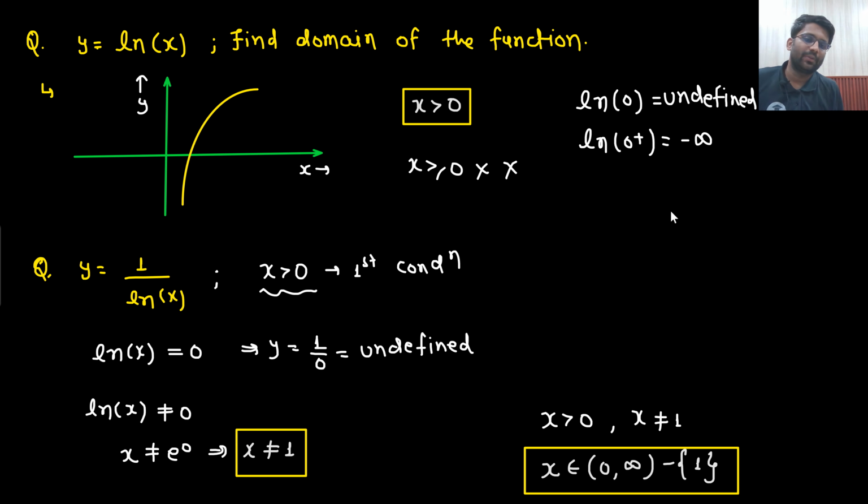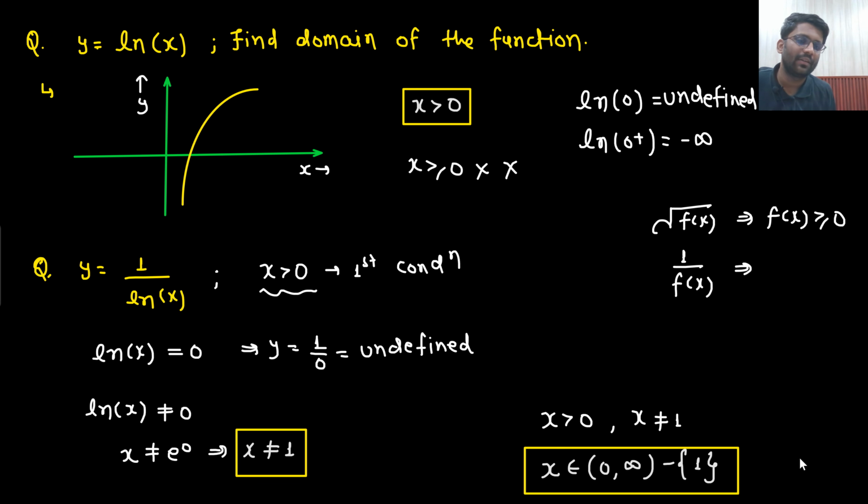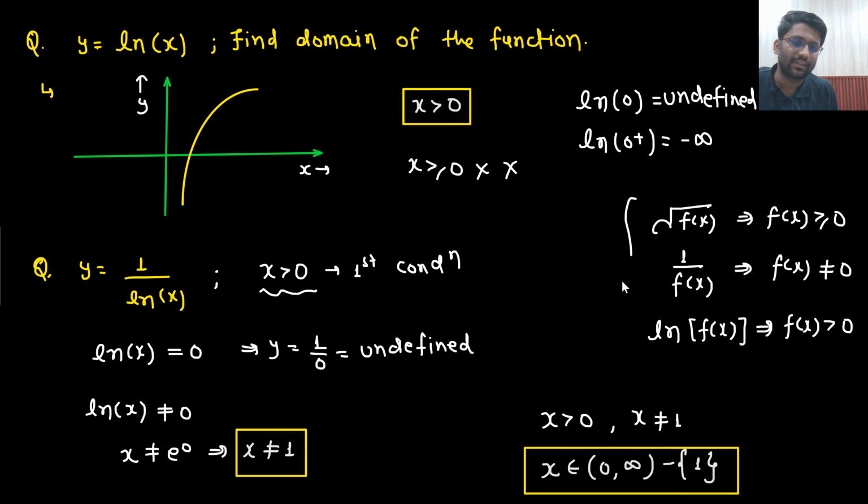Till this point, what have you understood? If under root fx is written, what does that mean? fx should be greater than or equal to 0. If 1 by fx is written, then what would that be? fx should not be equal to 0. And if ln fx is written, then what would it be? fx has to be greater than 0. That's it. If you just remember these things, then your job is done.